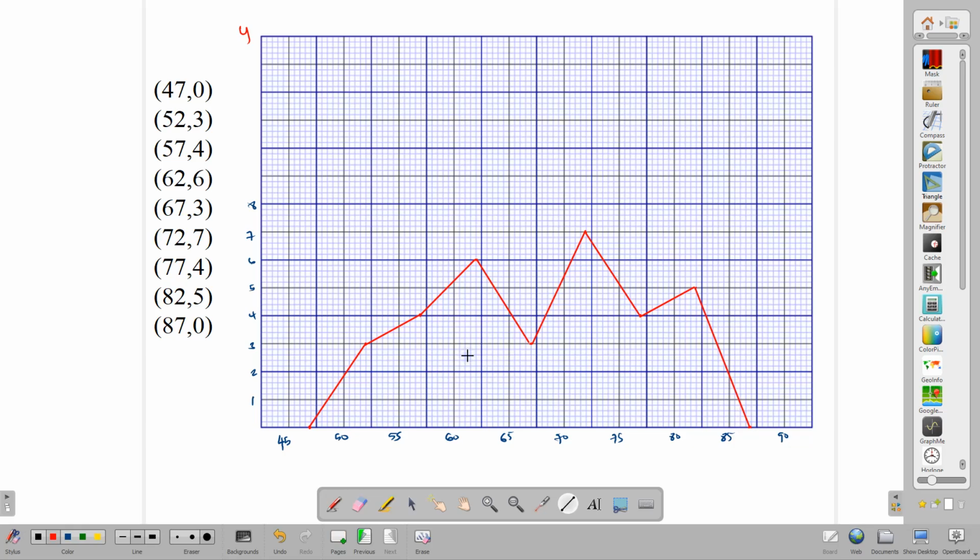And this would be time in seconds. Let's not ignore that important thing. Time in seconds, and over here it would say number of students, because your axes should be labeled. So number of students and time in seconds. That's pretty much it. That's how you draw a frequency polygon.